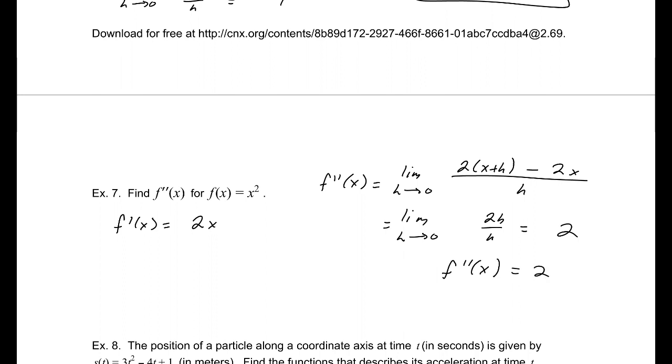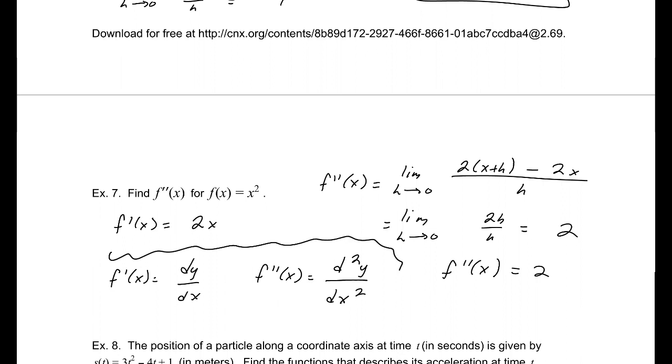Now, it's worth noting that there are lots of ways to write this. So, for instance, f prime of x is the same as dy dx. So, f double prime of x is d squared y over dx squared. That indicates the second derivative. And there are actually several other ways to denote derivatives in physics. There's one particular notation with dots, but we're not going to go into those. But be aware that that is what's going on if you see a dy dx. That's what we're looking at.